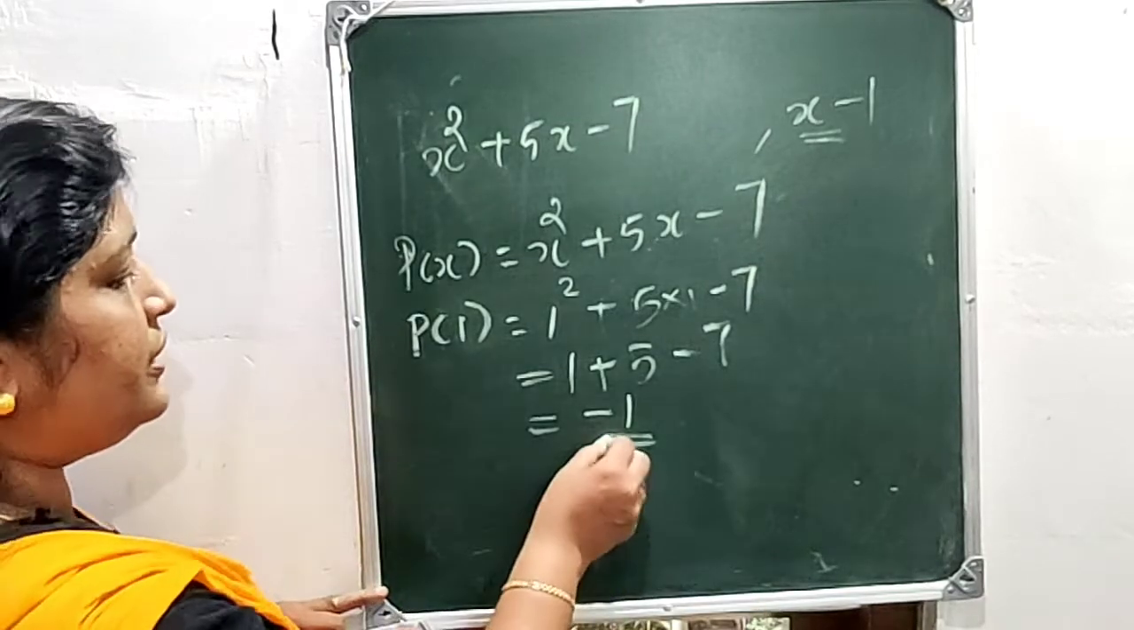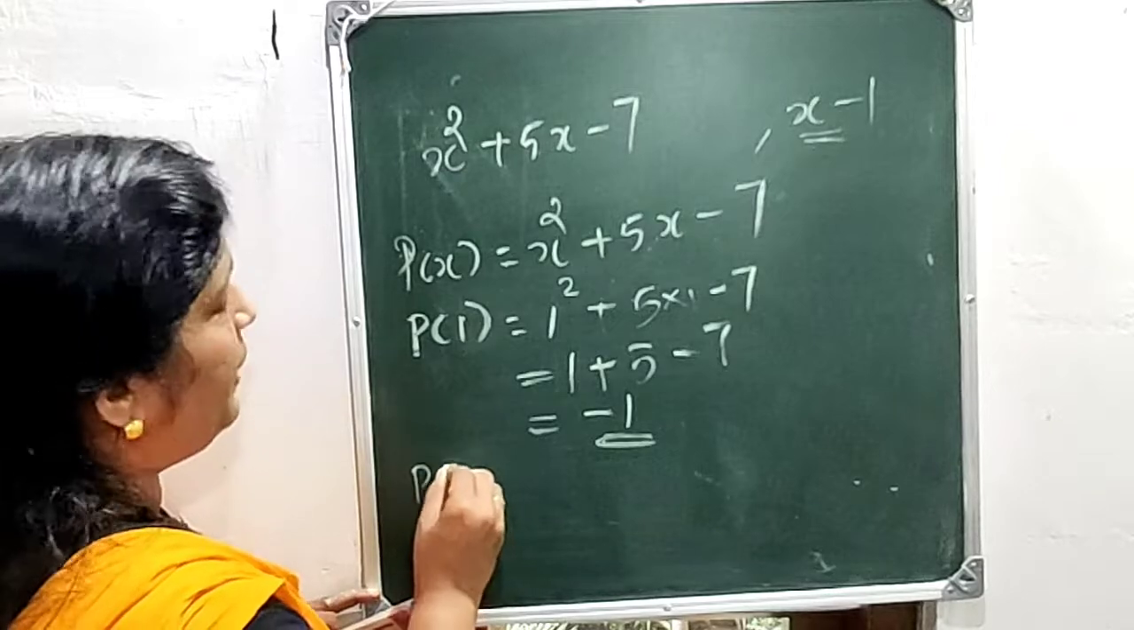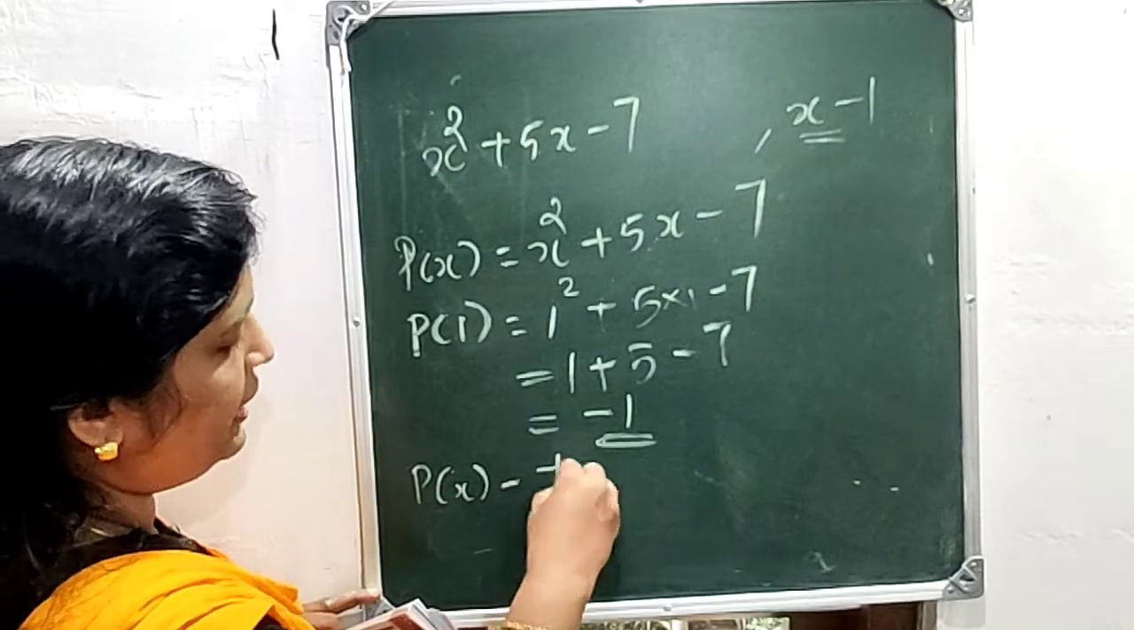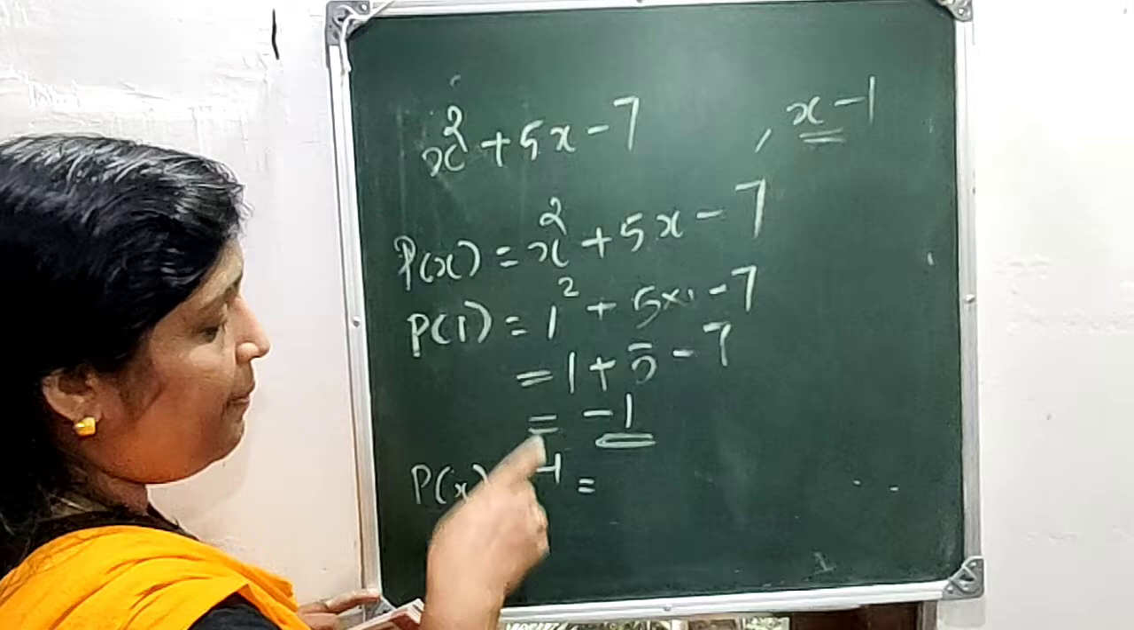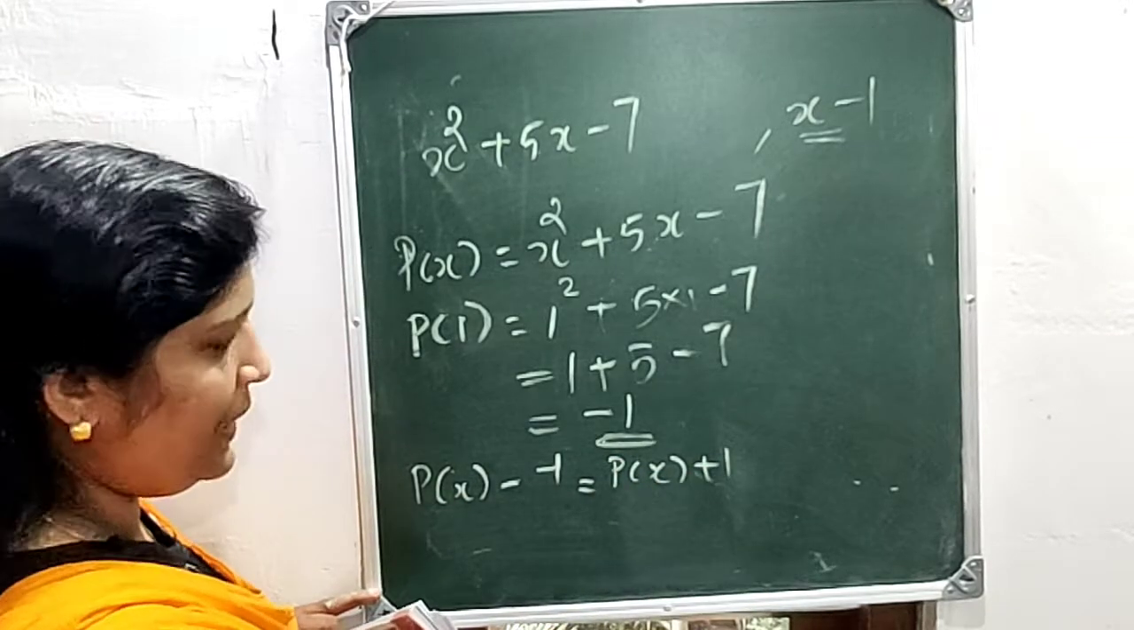So subtract this negative 1 from this polynomial, that is p of x minus negative 1. P of x minus negative 1 means p of x plus 1.